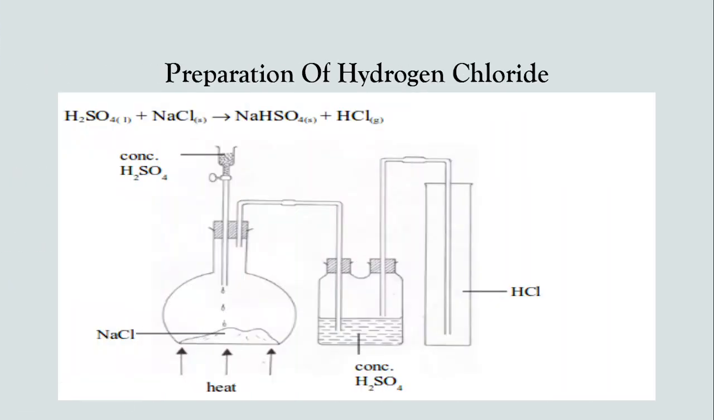And here is how it occurs. So this is the illustration of how the preparation of hydrogen chloride takes place. The reaction between concentrated sulfuric acid plus sodium chloride and heating gives sodium hydrogen sulfate plus hydrogen chloride. So that's how you can prepare hydrogen chloride in the laboratory.